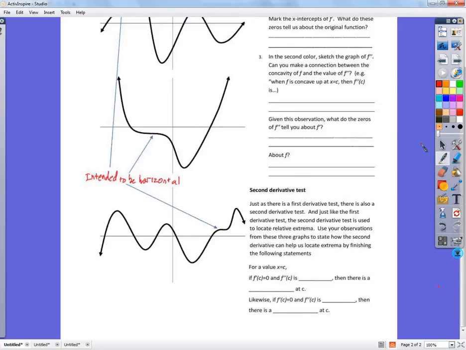So I'll use red on this function. We'll do the derivative. Okay. So we'll have red is f prime. So what kind of things do we use to help us draw f prime?